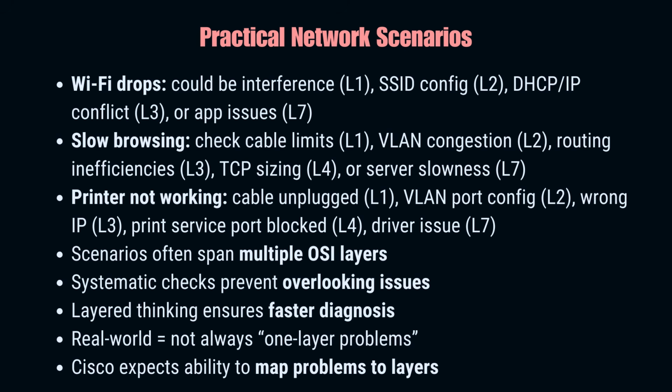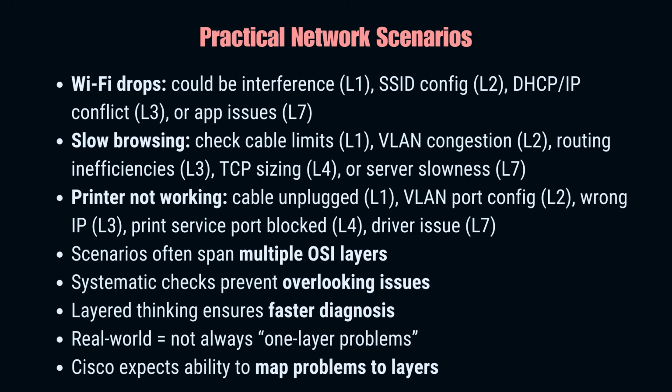Real-world networking scenarios demonstrate how OSI layers interact in everyday situations. When your Wi-Fi connection drops, potential issues span multiple layers. Physical layer problems like interference from microwave ovens or distance from access points. Data link layer issues with wireless security or SSID configuration. Network layer problems with IP address conflicts or DHCP failures. And application layer issues with specific services failing while others work.